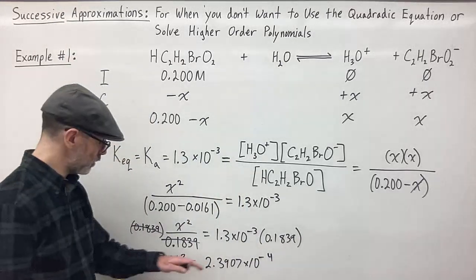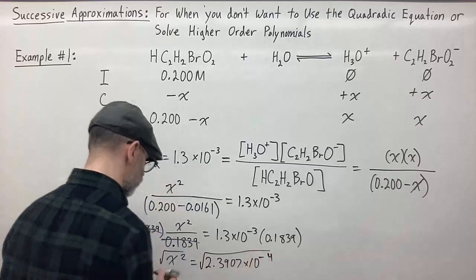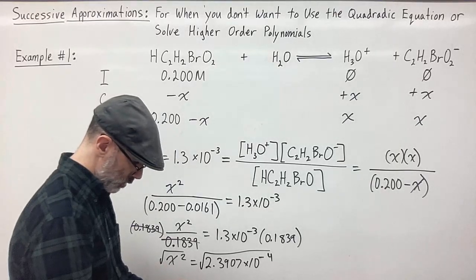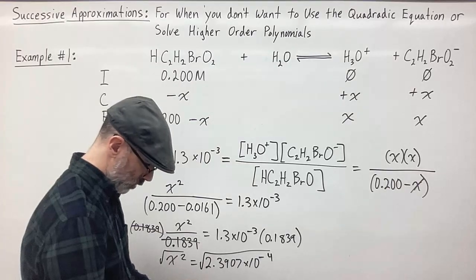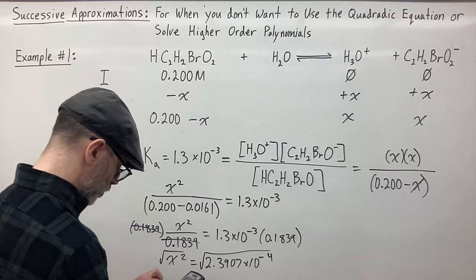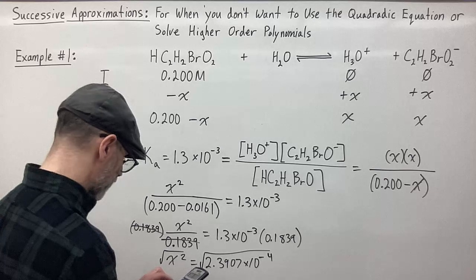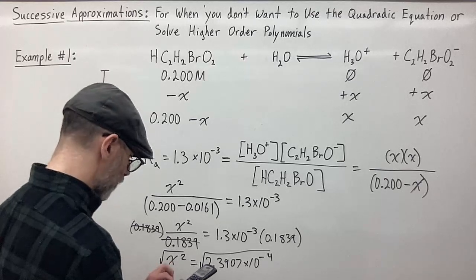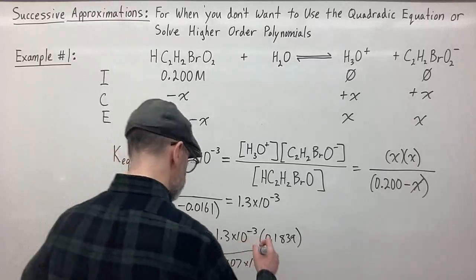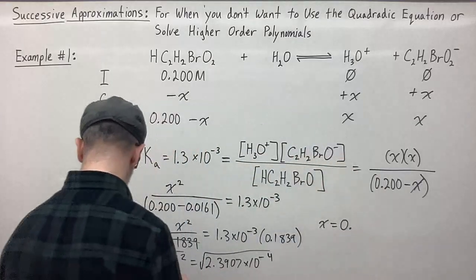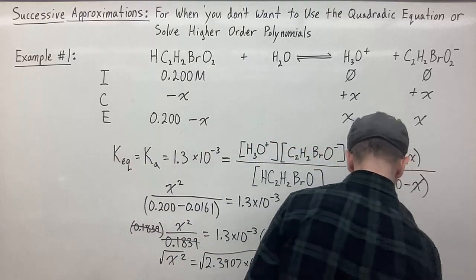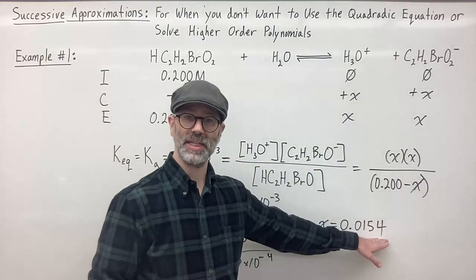Okay, and then I just take the square root of both sides again. So let's take the square root of 2.3907 times 10 to the negative 4 equals, and I get x is equal to 0.0154, right? So again, I'm going to just keep one extra digit. So that's my new x.